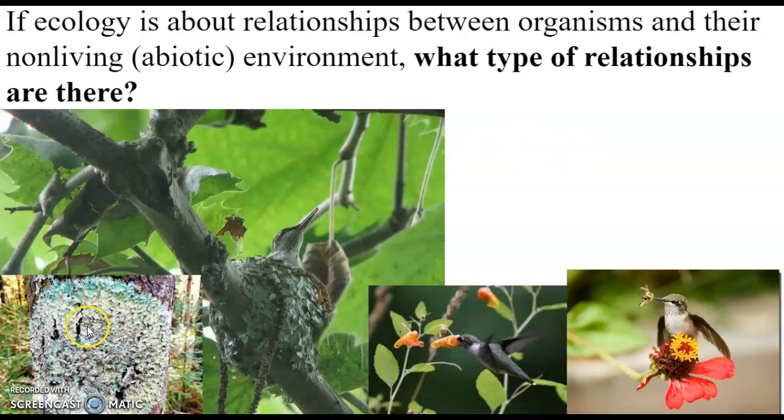If we look over here, these are a mat of lichens on the side of a tree. And hummingbirds strip these off of trees and line their nest with lichens as part of a camouflage. So they are benefiting by having these lichens as a camouflage, helping their nest blend in better.